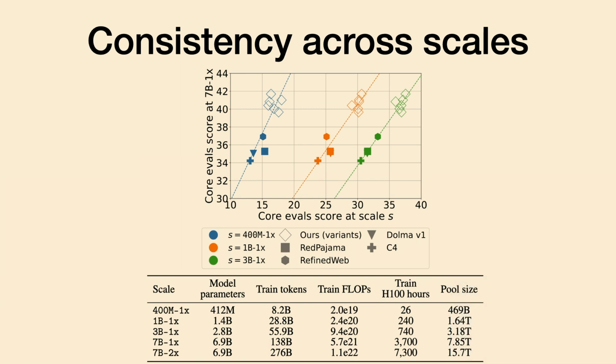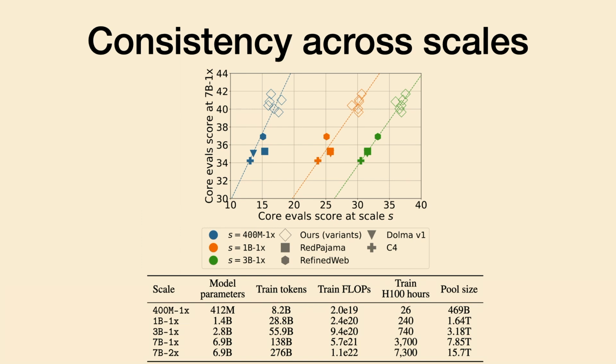On the x-axis, we have performance at scale S. We have 3 colors here. Every color corresponds to a different scale. Blue is our smallest scale, 400 million. Orange, 1 billion scale. And then green is the 3 billion scale. On the y-axis is what we care about at the end, or one of the things we care about at the end, the performance at the largest scale, 7B1x.